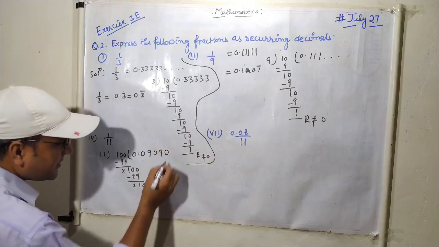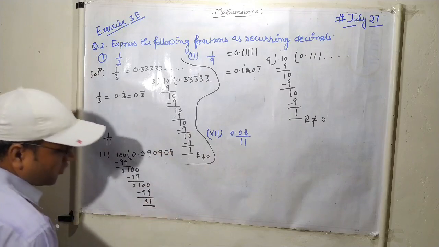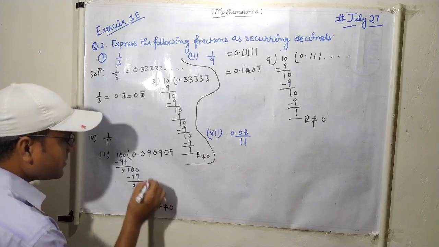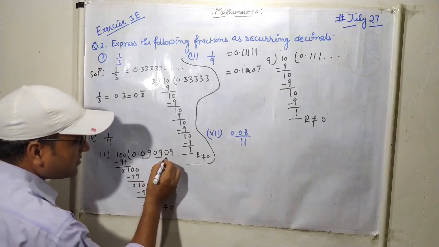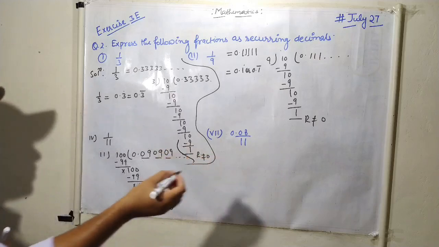So again 9 times. So you can see this one, it is also a non-terminating but recurring decimal. The remainder is not equal to 0. It goes 0, 9, 0, 9, 0, 9 and so on. Again it comes 0, 9, students.